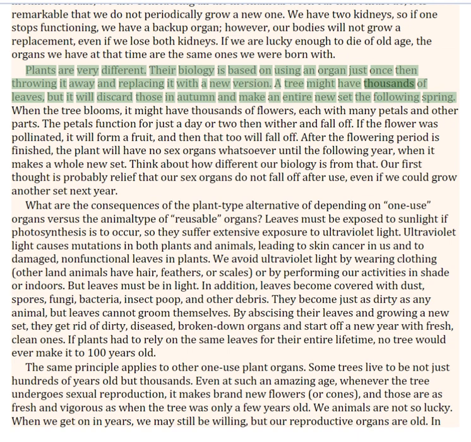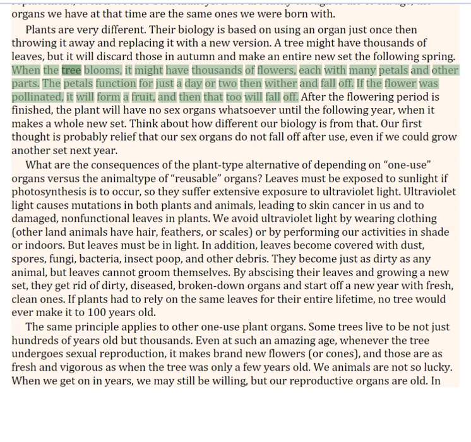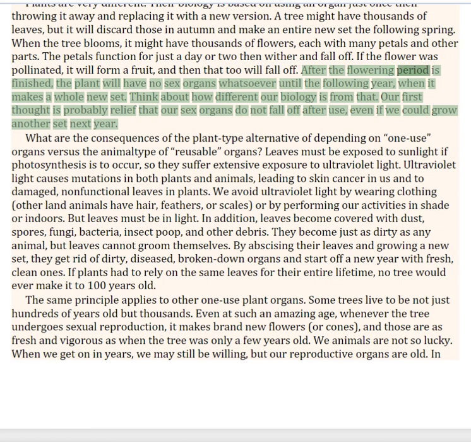A tree might have thousands of leaves, but it will discard those in autumn and make an entire new set the following spring. When the tree blooms, it might have thousands of flowers, each with many petals and other parts. The petals function for just a day or 2, then wither and fall off. If the flower was pollinated, it will form a fruit, and then that too will fall off. After the flowering period is finished, the plant will have no sex organs whatsoever until the following year, when it makes a whole new set.